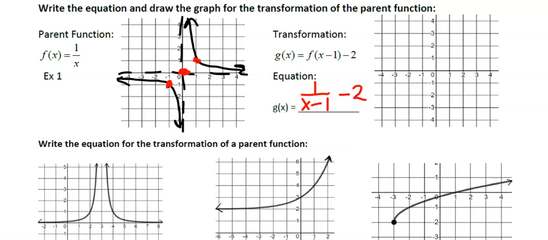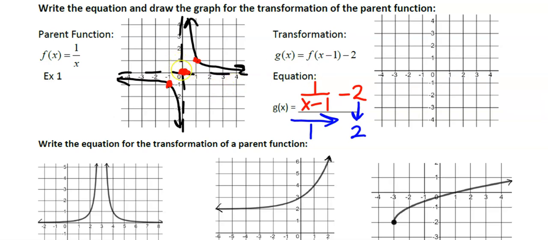Now from translations, we learned that transformations outside the function affect y. They cause an up and down shift. So we see this -2 means that we're going to be going down 2. So this shifts us down 2. The x minus 1 inside the function, remember, has the opposite effect of what things do outside the function. So instead of shifting it to the left, subtracting 1 actually shifts the graph right 1.